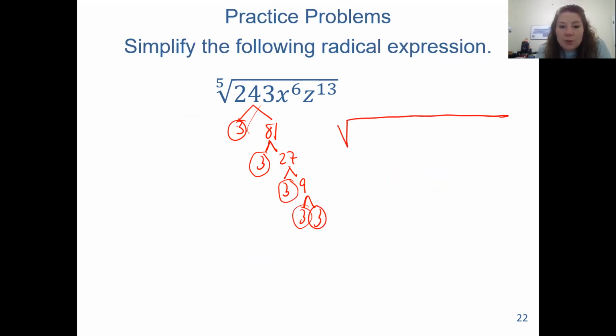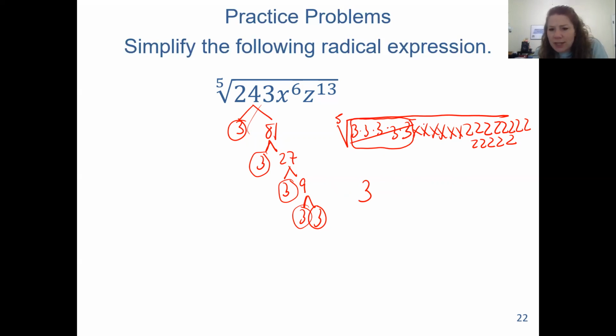So let's put 1, 2, 3, 4, 5. There's our group of threes. And then 6 x's, and 13 z's. So we get a big group of threes. There's 5 of them. That's a perfect fifth root, whatever. I don't know how to say that.